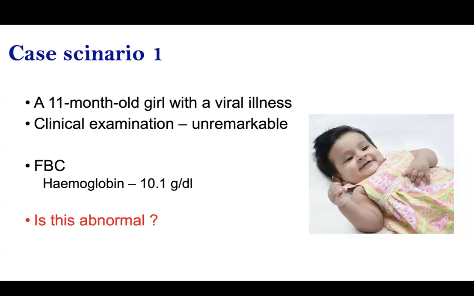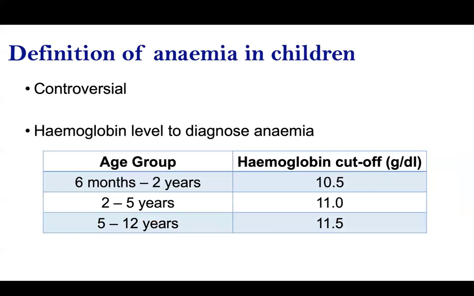Right. So the answer to that is actually not known. The definition of anemia in children is very, very controversial. But at present, we go by the WHO guidelines, which have recently changed. According to the WHO cutoff values, hemoglobin less than 10.5 in a child between 6 months to 2 years is considered anemia. The cutoff for children between 2 to 5 years is 11, and 5 to 12 years is 11.5. So technically, this child has anemia with a hemoglobin of 10.1.